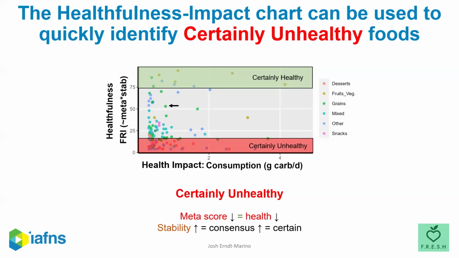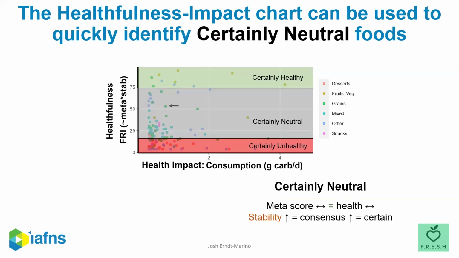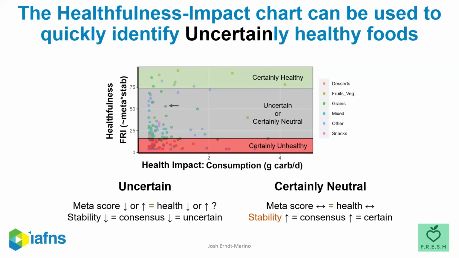A lower range for this category was chosen because it's more likely that foods with higher uncertainty also have a lower FRI. In the middle, we have foods that are neutral, somewhere with a metascore in the middle but high stability, and those that are uncertain. So they either have a low or high metascore, but they have low stability and high uncertainty.